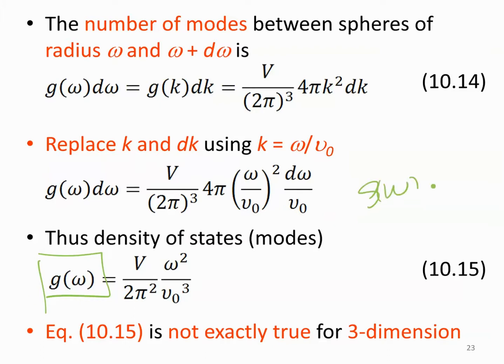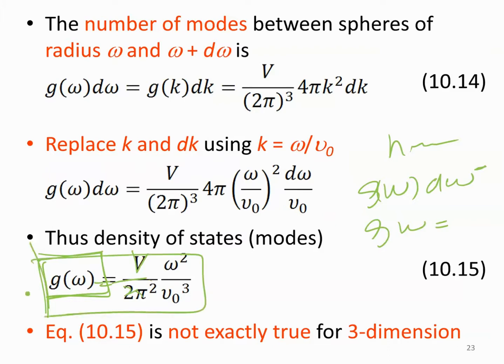G(ω)dω equals the number of states, and G(ω) is the density of states. So the density of states, or density of modes, equals V over 2π² times ω² over v₀³. This is what we obtain up to here.